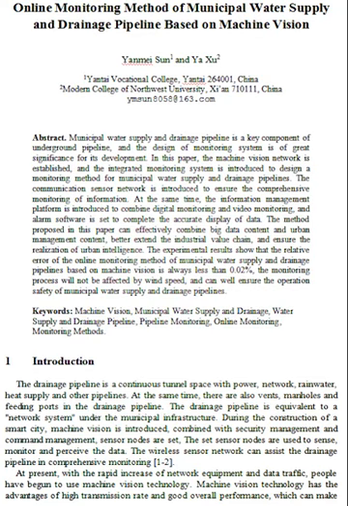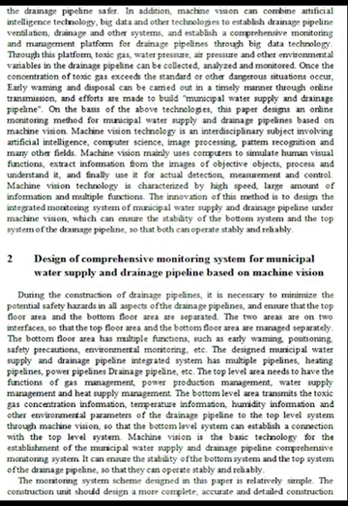At the same time, the information management platform is introduced to combine digital monitoring and radio monitoring, and alarm software is set to complete the accurate display of data. The method proposed in this paper can effectively combine big data content and urban management content, better extend the industrial value chain, and ensure the realization of urban intelligence.